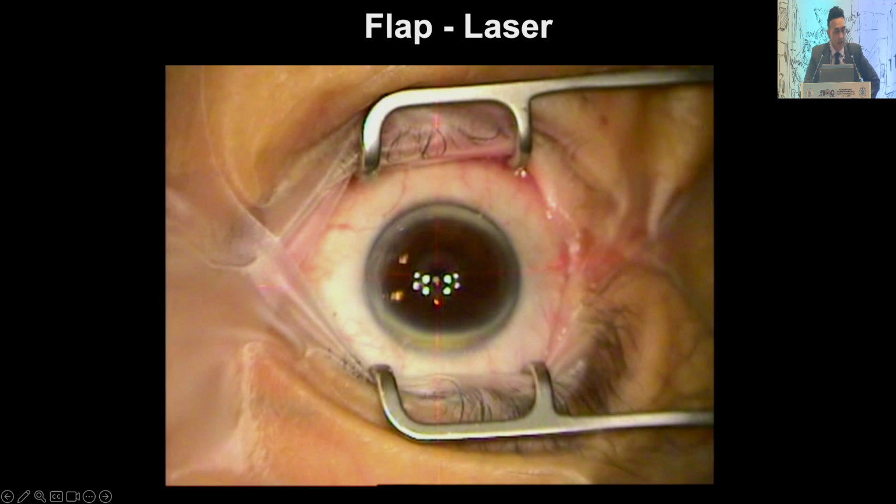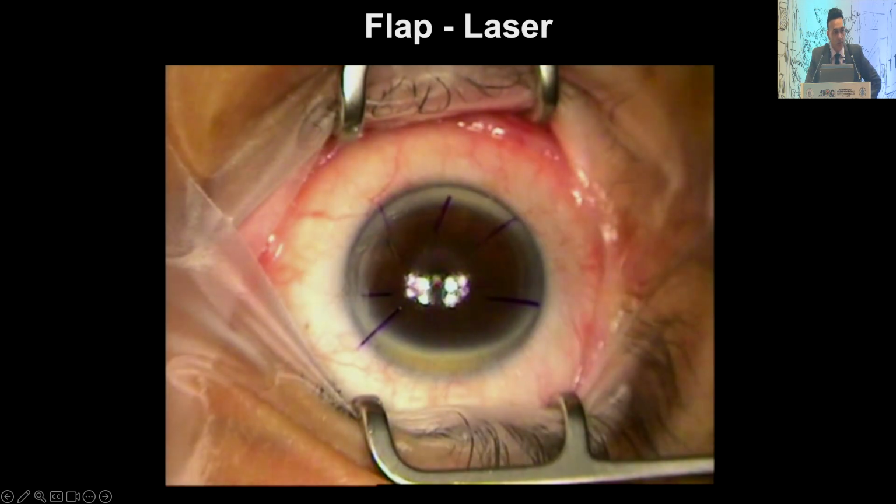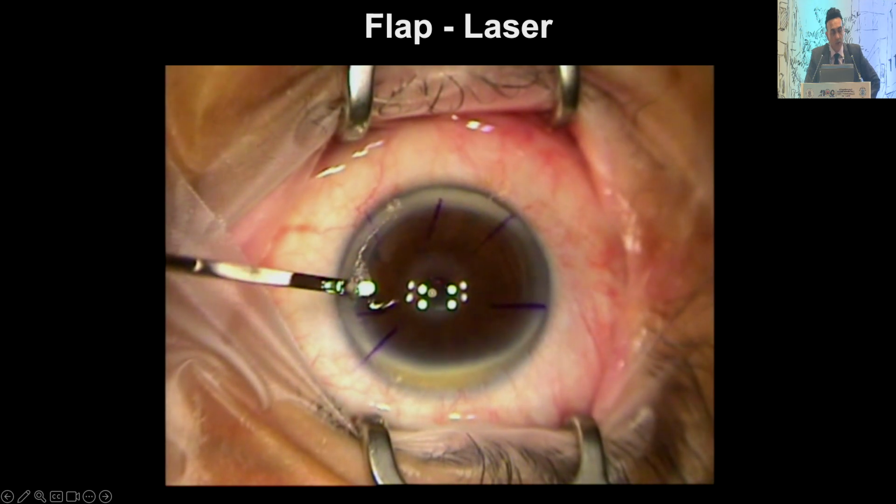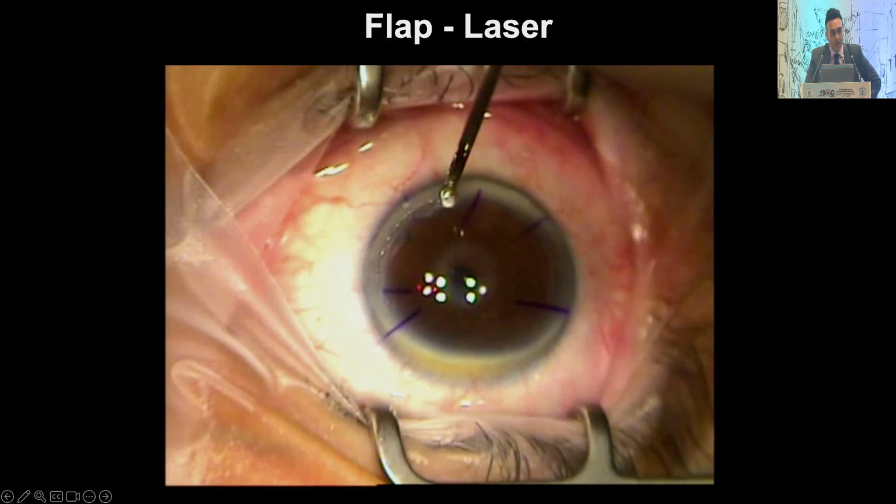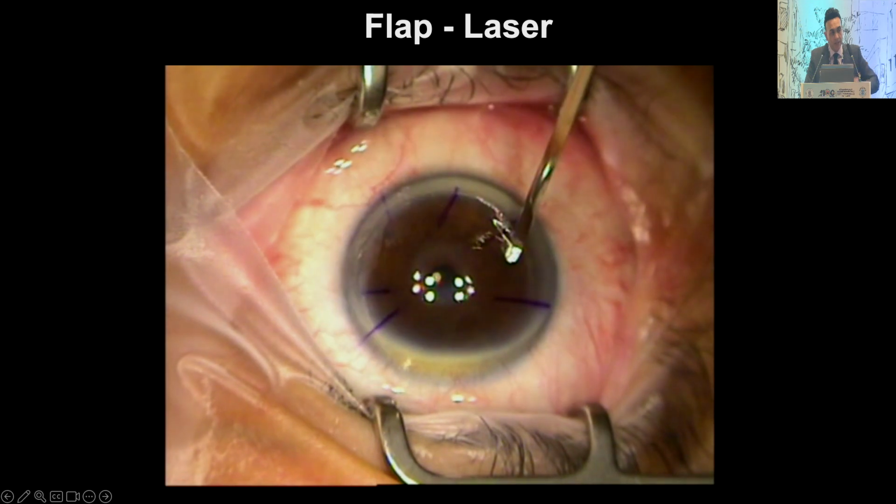So what we did is that we came up with this idea about trying to do this as a 2-step procedure. What I'll show you in a minute is that you'll see the haze both on the cap and also on the bed.